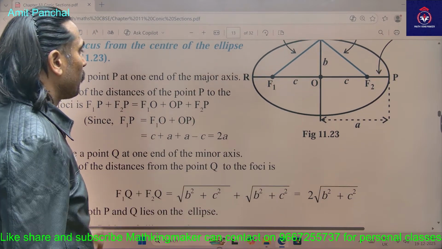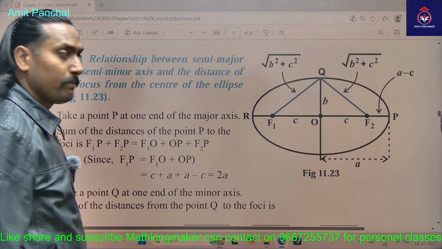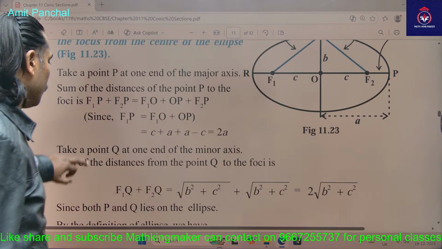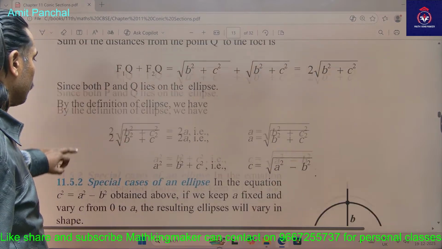Root b square plus c square is a, right? Why should it be a? Because a square equals b square plus c square, is it for ellipse? No, no, we'll see it, no issues.